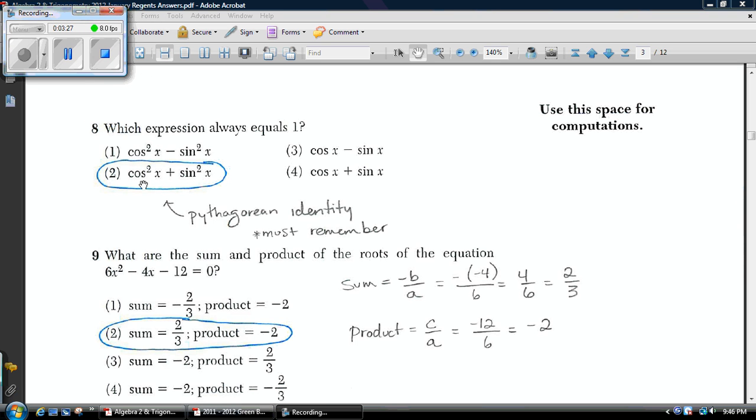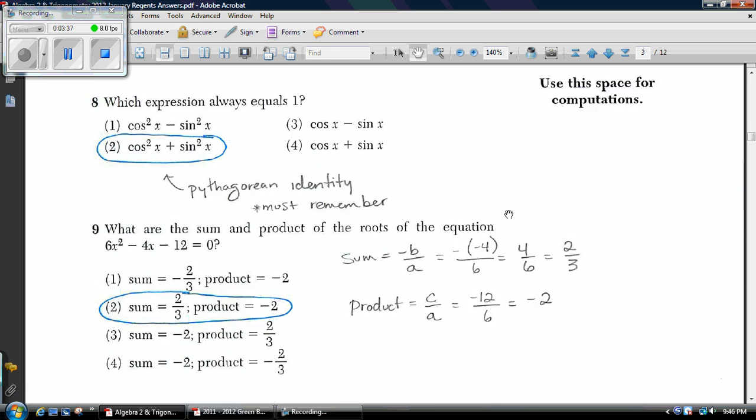Which expression is always equal to 1? Cos squared x plus sine squared x. This is a Pythagorean identity. It is worth your time to remember that. Worth your time. You will definitely get a question about it.